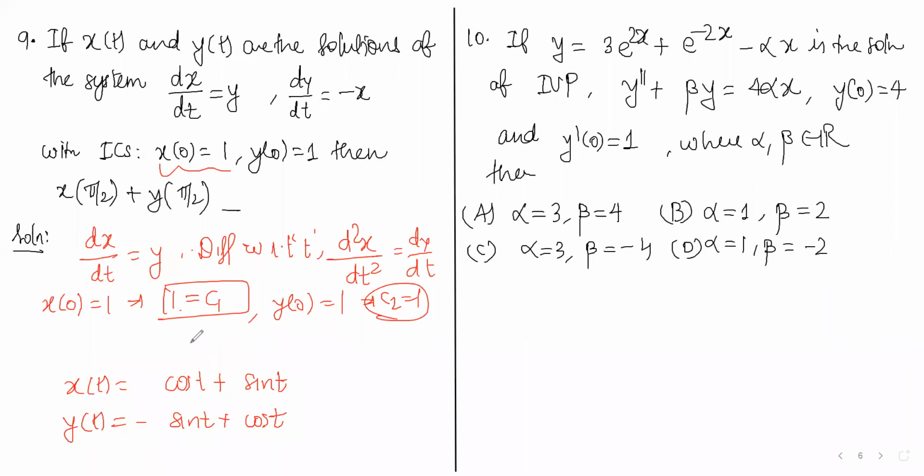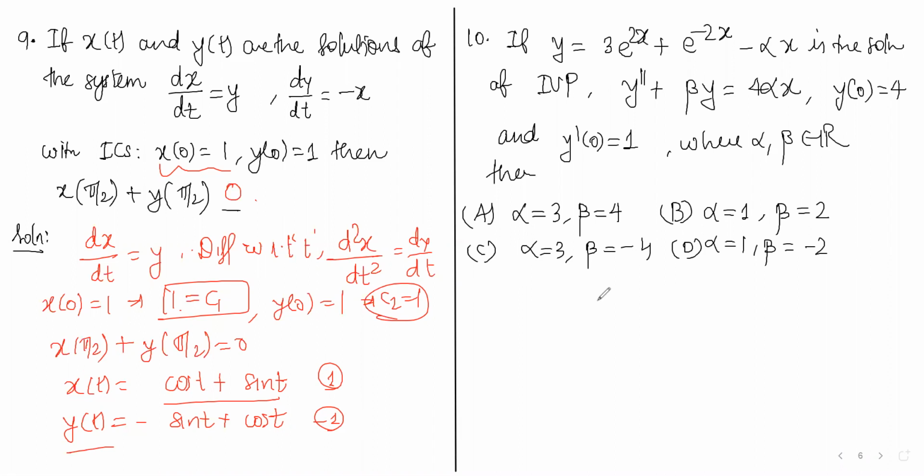What I need is x of pi by 2. So x of pi by 2 will make it 1 from here, and y of pi by 2 will make it minus 1 from here, because cos 90 will be 0 and sin 90 will be 1. So 1 minus 1 will make the final solution to be 0. So the answer is 0.